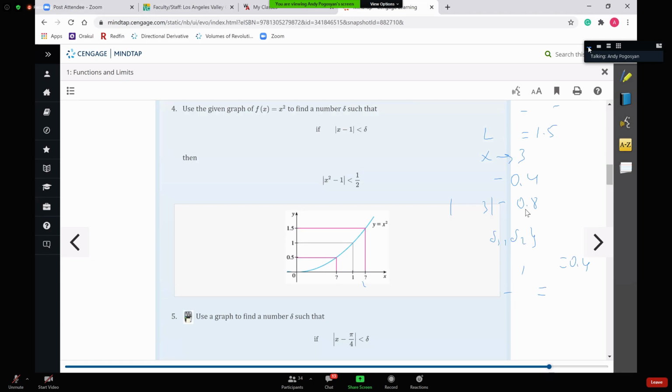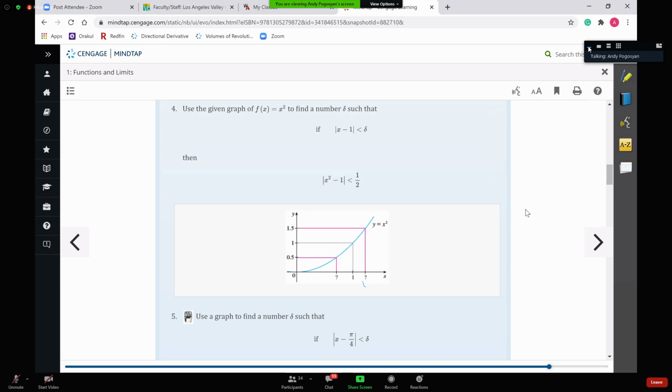Okay, read the problem. Use the given graph of f(x) = x squared to find the number delta such that if |x − 1| < delta, then |x² − 1| < 1/2. Again, epsilon is given to you. Remember those examples, because those are just practice examples.